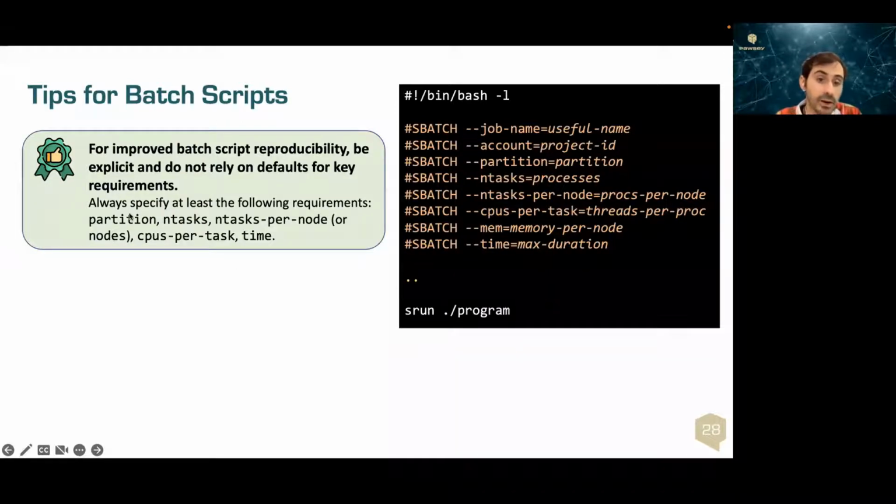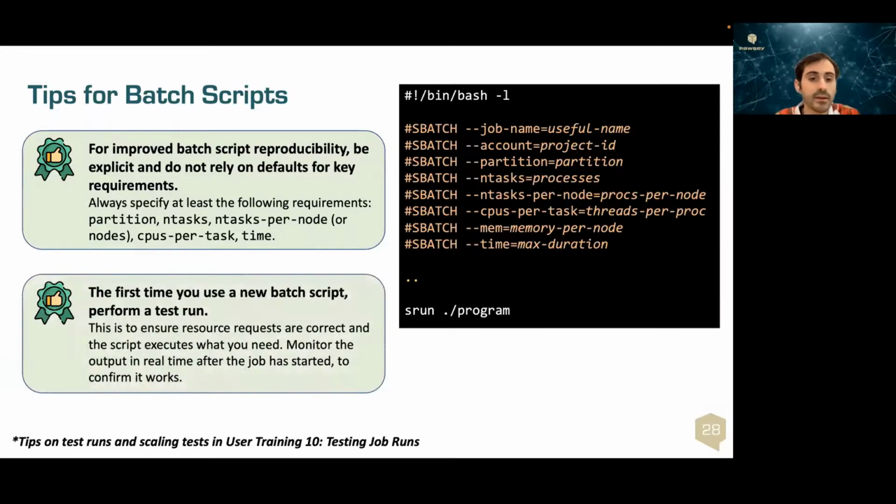So the partition you're running on, that actually implies maximum core count and maximum memory. So this is important for reproducibility. Specify n tasks per node, or nodes, one of the two. CPUs per task, and time. So always be explicit at least for these, and do not rely on default for better reproducibility.